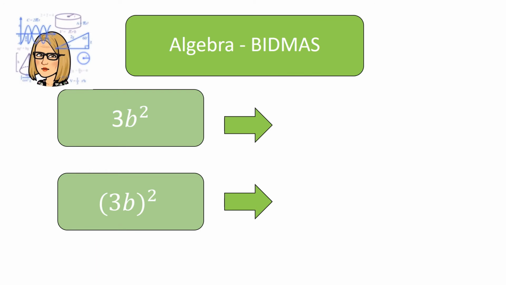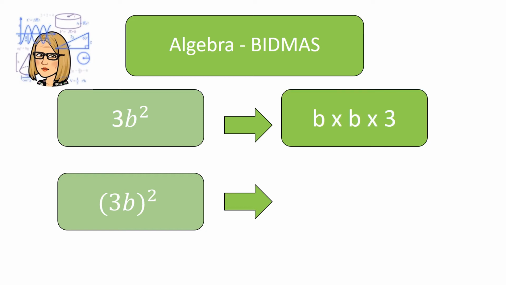BIDMAS still applies in algebra. So if you see something like this, 3b squared, there's no brackets in that top one, so you do the indices first. You would do b squared, b multiplied by b, and then you would multiply that by 3. b times b times 3. It's common in algebra to have the number before the letters.